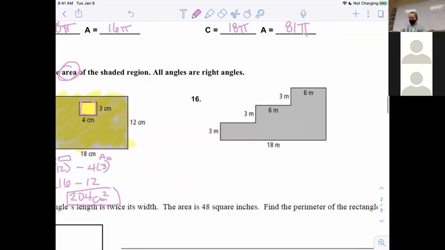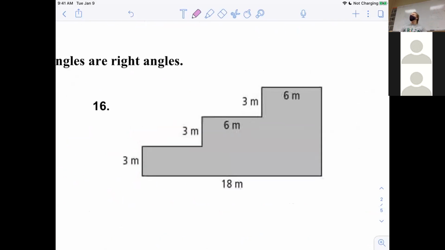Number 16, there's several ways I can look at this. What's one way that you looked at this? Maggie? Good. How did you divide it into shapes? I made from the 3 to the other 3, I cut it down. Like this? Yeah. So you did vertical lines? Maggie did vertical lines. Yep, that's exactly a great way to start.